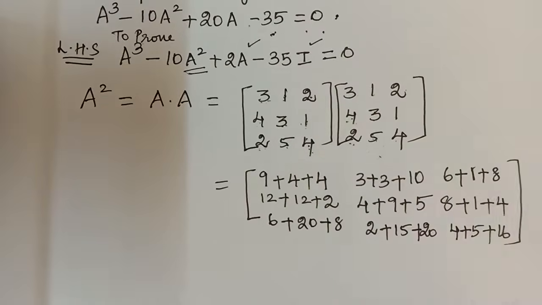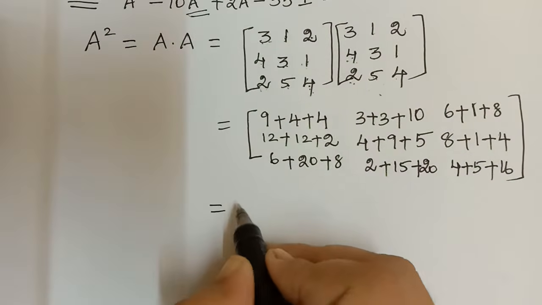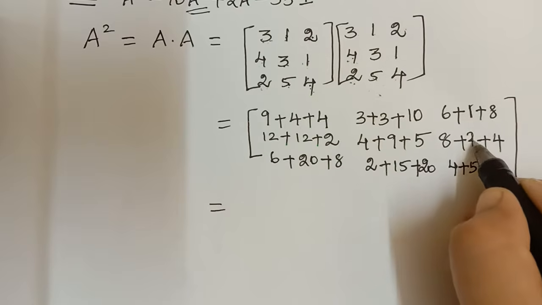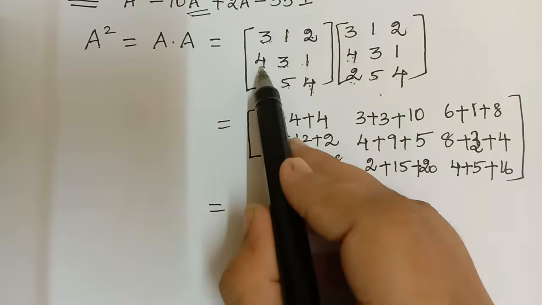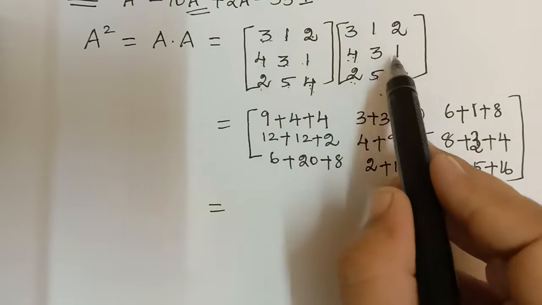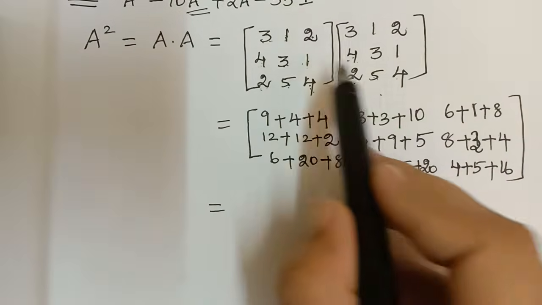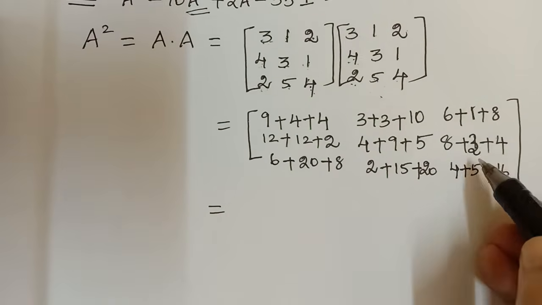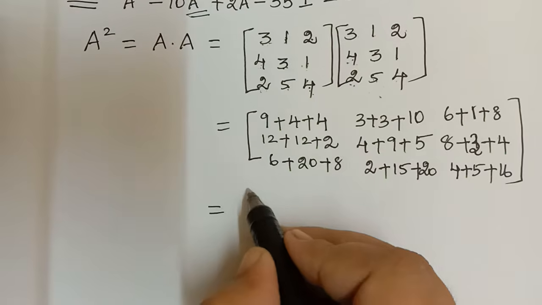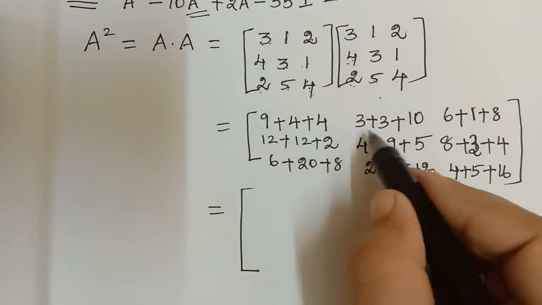So now we have to simplify this, which will be equal to, and here it is 3, because it is 4 2 times is 8, 3 1 times is 3, and 1 4 times is 4. So kindly make that correction, and then later when we have to add everything.